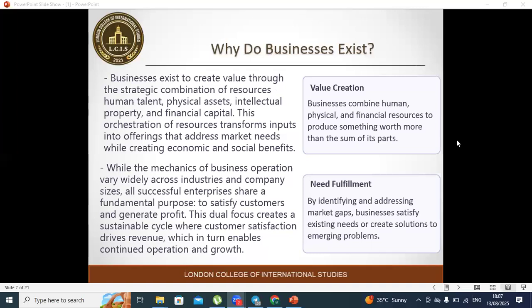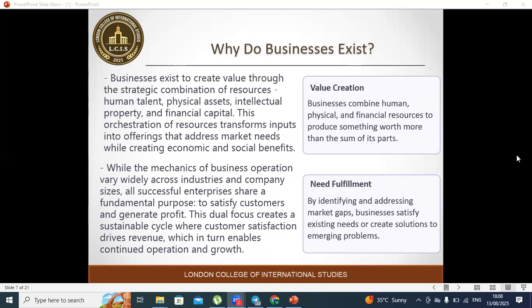While the mechanics of business operation vary widely across industries and company sizes, all successful enterprises, which means companies, share a fundamental purpose: to satisfy customers and generate profit. This dual focus creates a sustainable cycle where customer satisfaction drives revenue. I came to you, you gave me what I want, so I will give you the money, the income, the revenue, which in turn enables continued operation and growth.